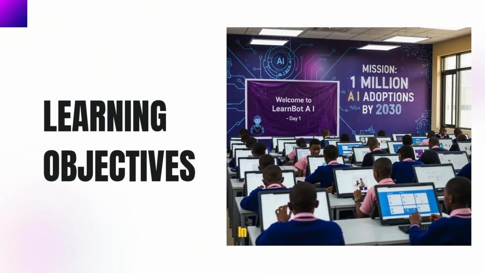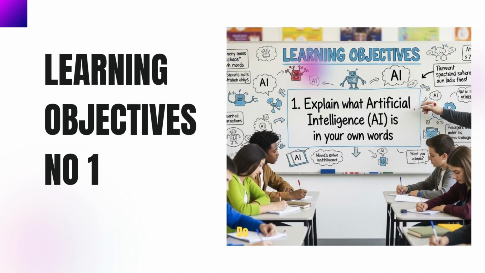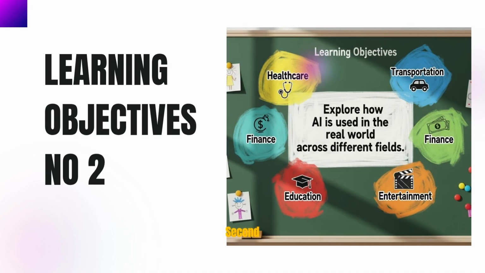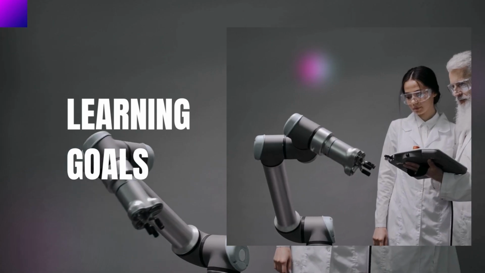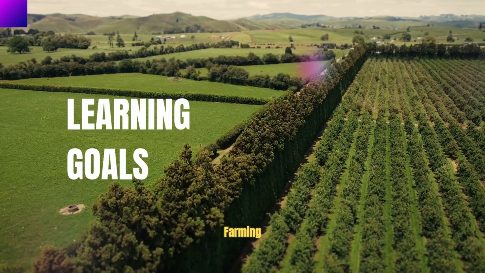Before we jump in, let's quickly talk about what you'll be learning today. By the end of this class, here's what you'll be able to do. First, you'll know what AI is, and how it actually works. Don't worry, we'll use real-life examples so it's easy to understand. Second, you'll see how AI is already being used in Nigeria and all over the world, in schools, in hospitals, in phones, and even in farming.